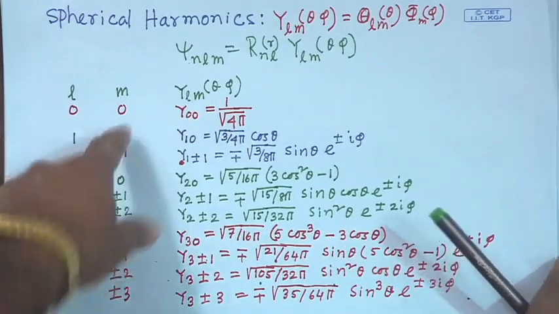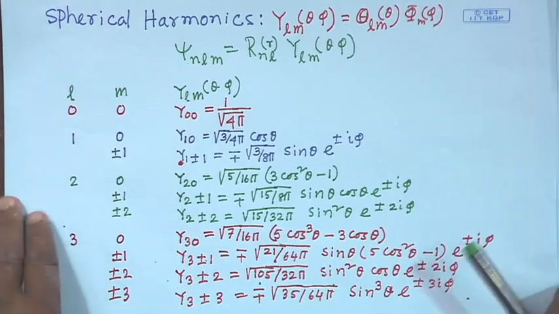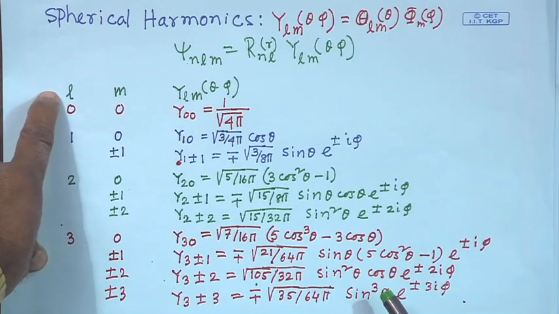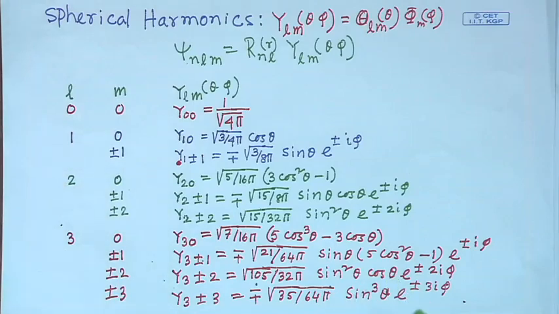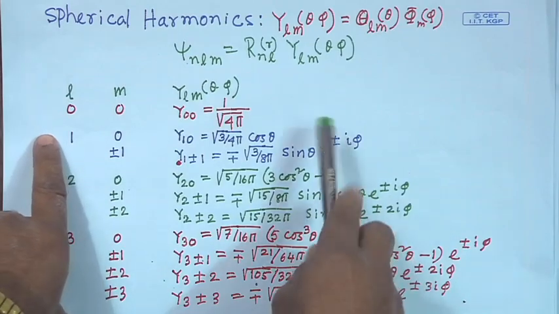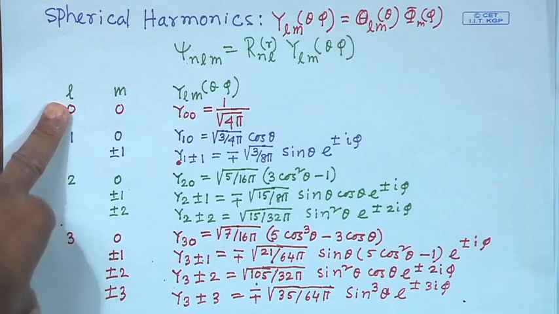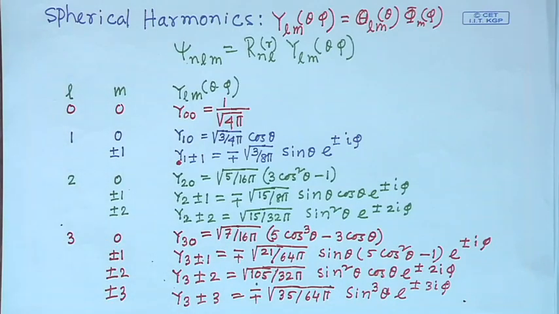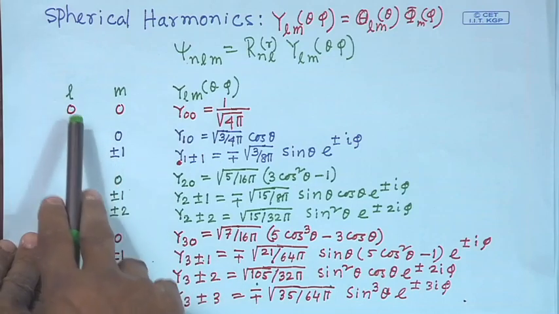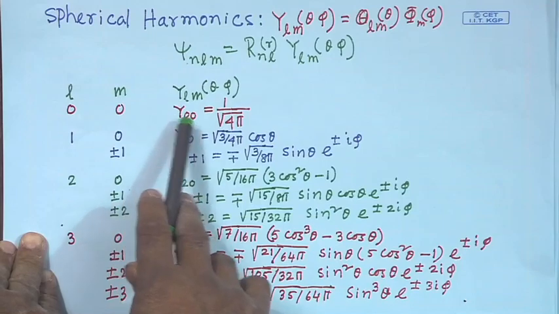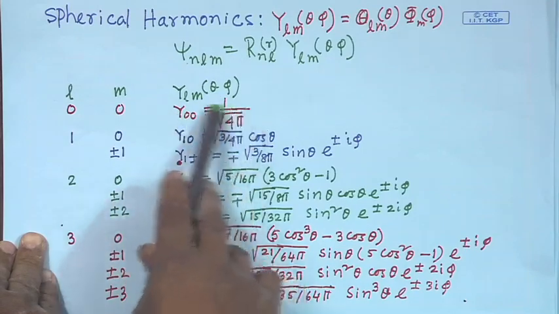Like the radial part, for which we have shown the wave functions for a few values of n and L, here I have shown the form of the spherical harmonics for the first few values of L and M. When L equal to 0 and M equal to 0, Y Lm means Y 0 0, and the wave function is this one.